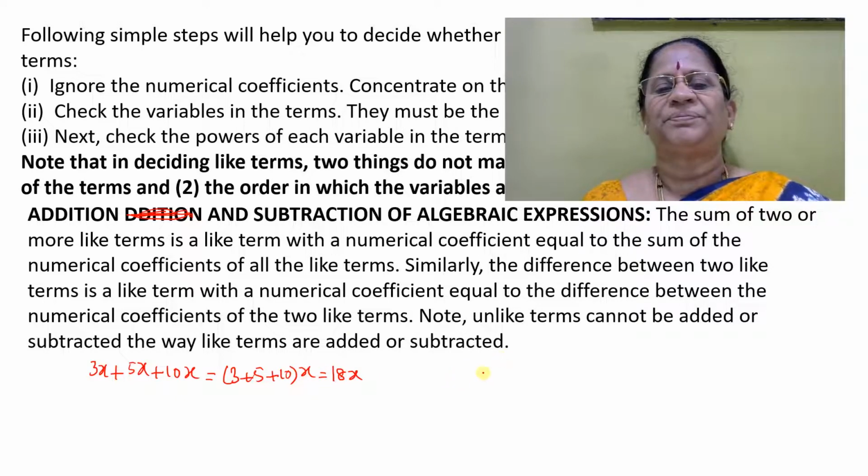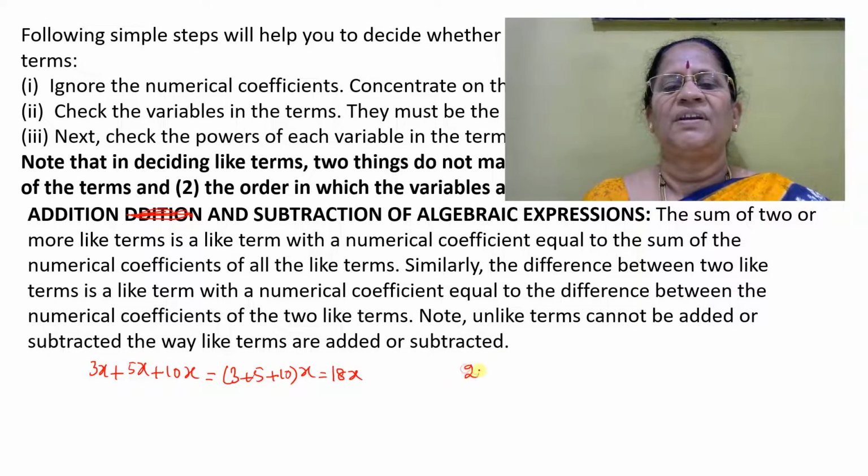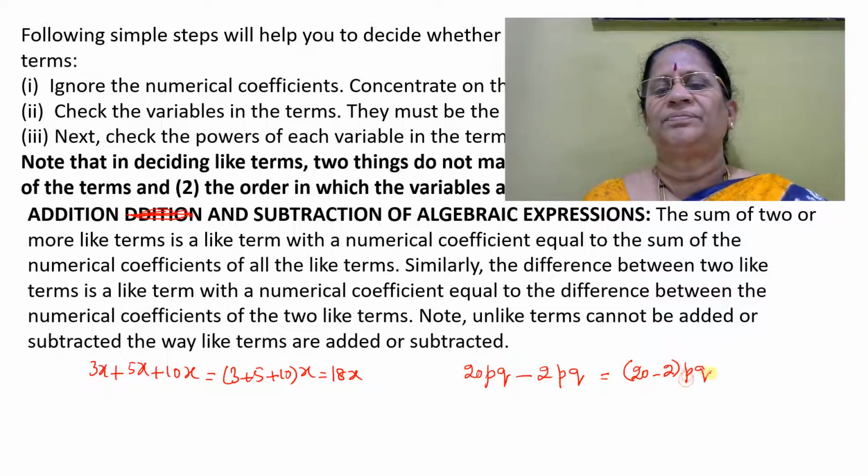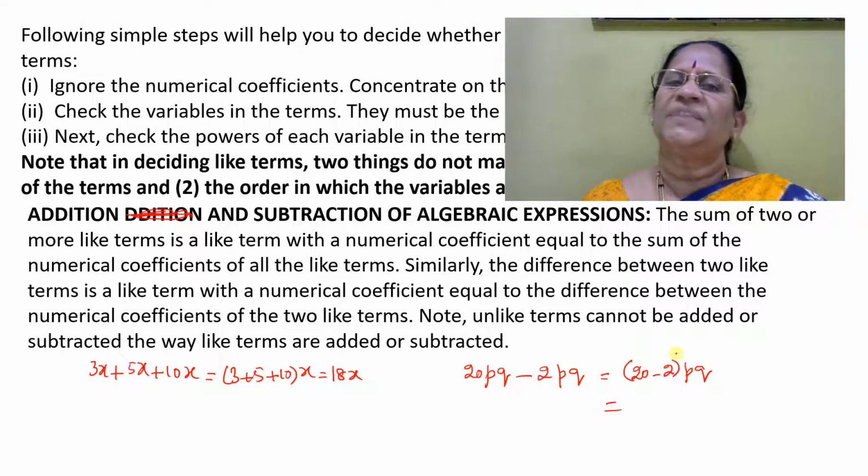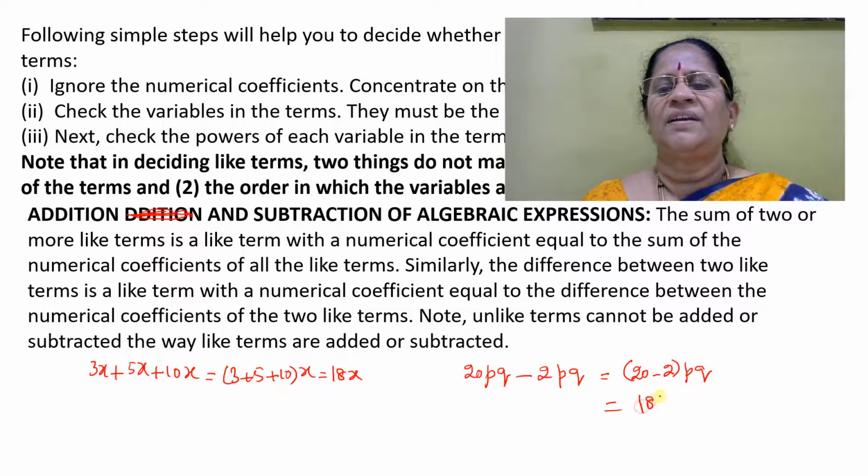Suppose you have, say, 20PQ minus 2PQ. These two are like terms, isn't it? So what is the difference of these two? You need to find the difference of their coefficients. Again you will get a like term, that is 18PQ.